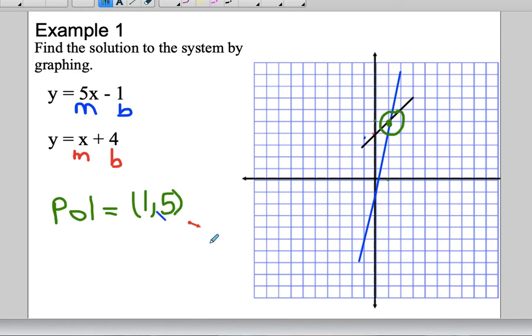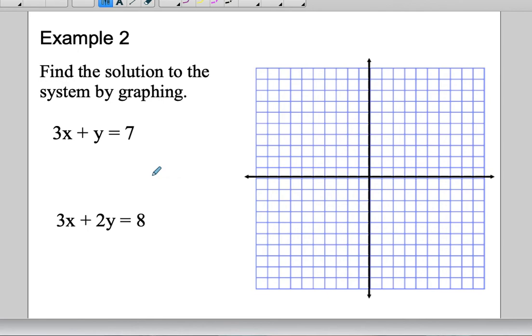Okay, so we've graphed the lines, we found out where they cross, and identified our point of intersection as 1, 5. So let's try this one again. So we have to rearrange this. When we see these two lines here, we see that they're not in the form of y equals mx plus b. So we're going to rearrange it.